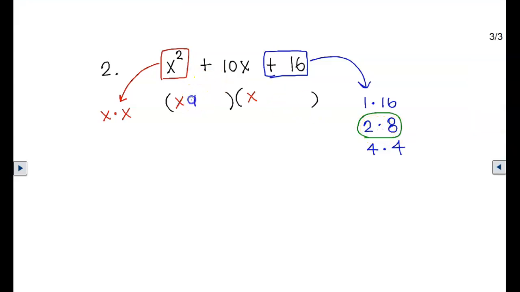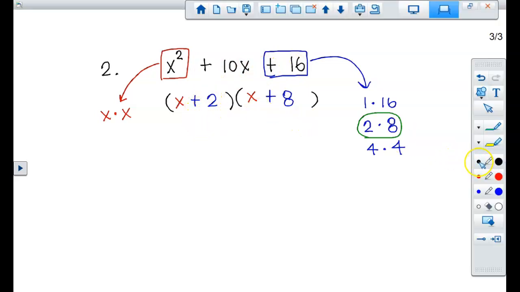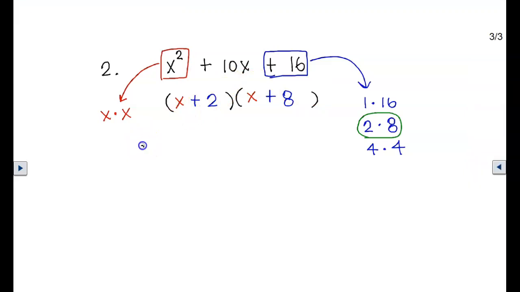So I'm going to put a positive 2 in this set of parentheses and then a positive 8 in this set of parentheses. So this is my guess. I think that the factored form of this trinomial should be x plus 2 times x plus 8. And now I'm going to check it by doing my multiplication problem.